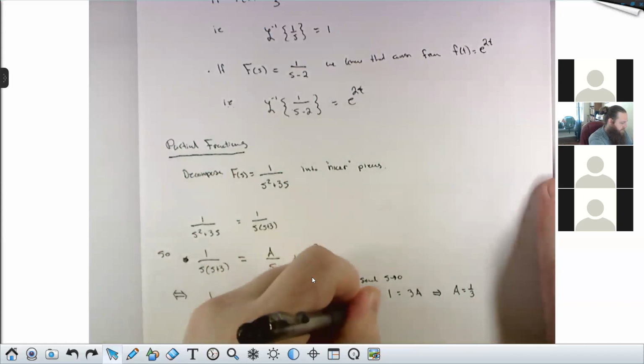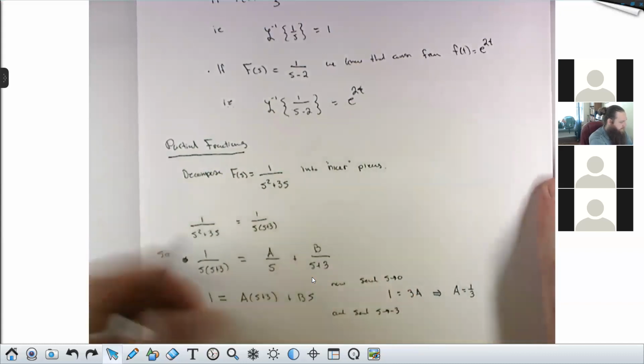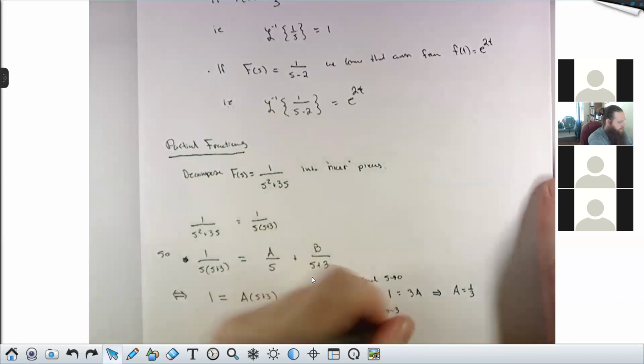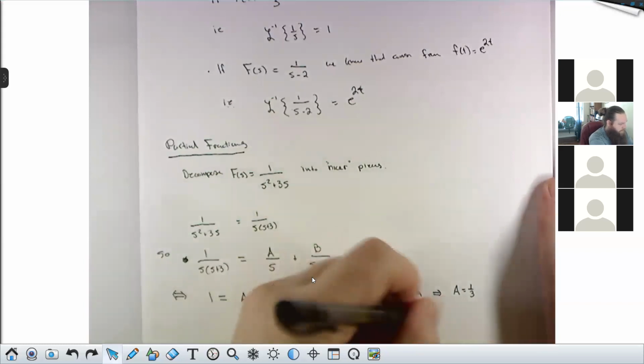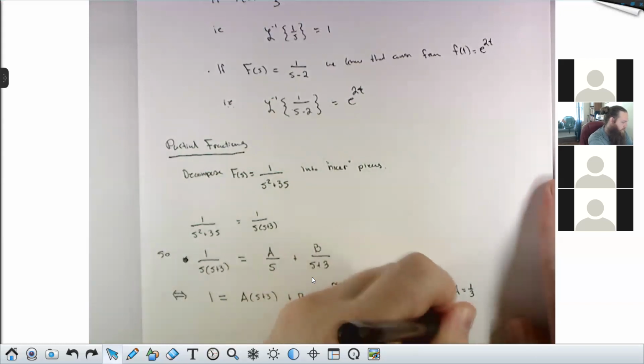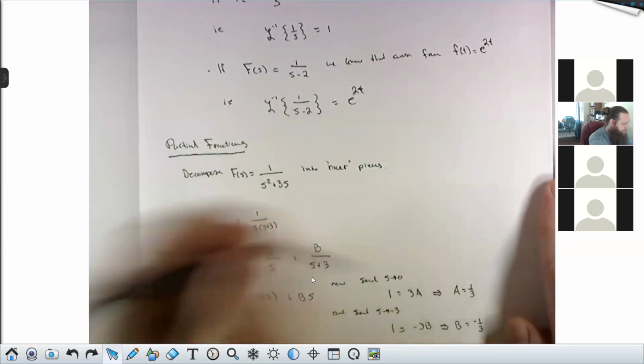And send s to -3 to get 1 equals, let's see, a times 0 here now, -3 plus 3 is 0, plus -3b, which implies b has to be -1/3.